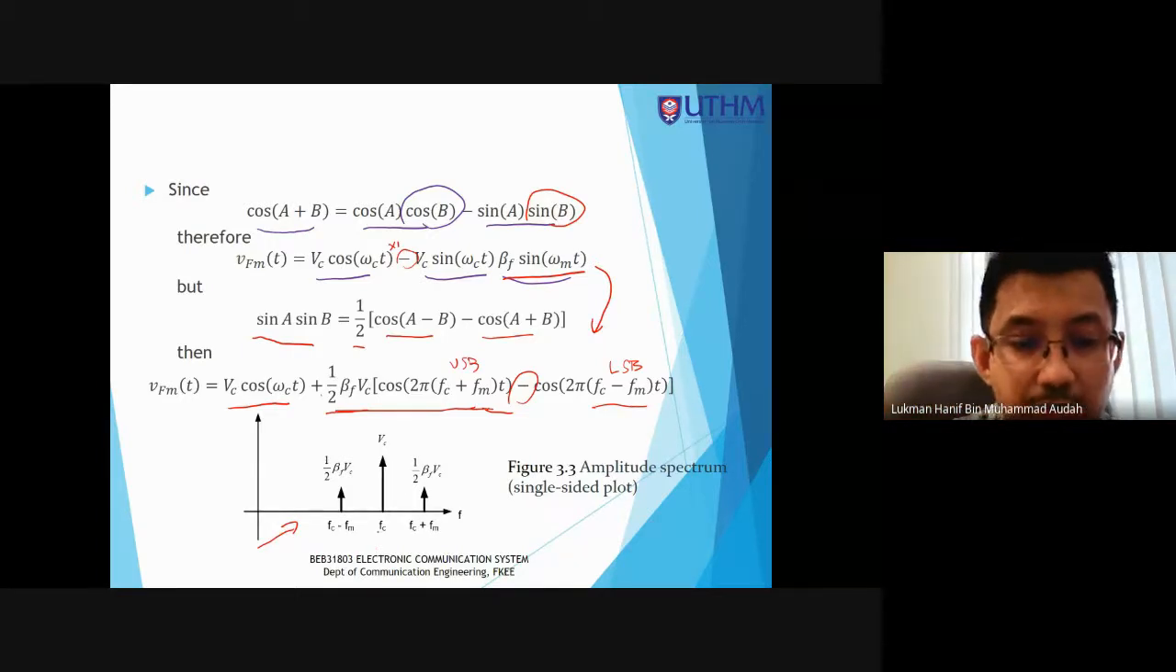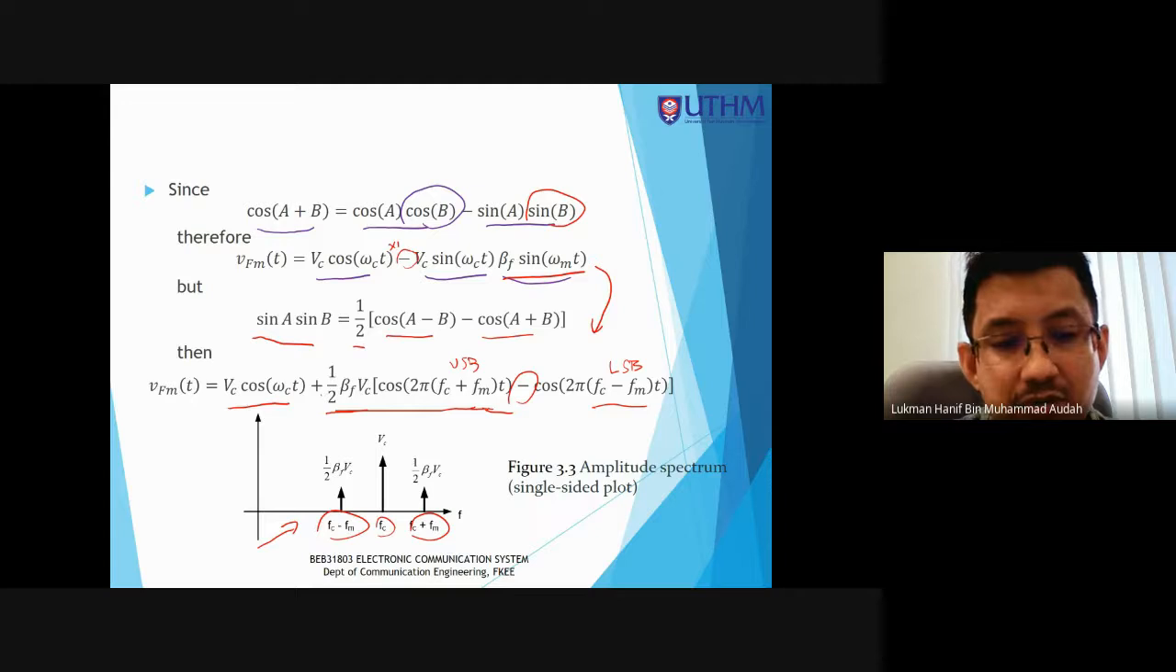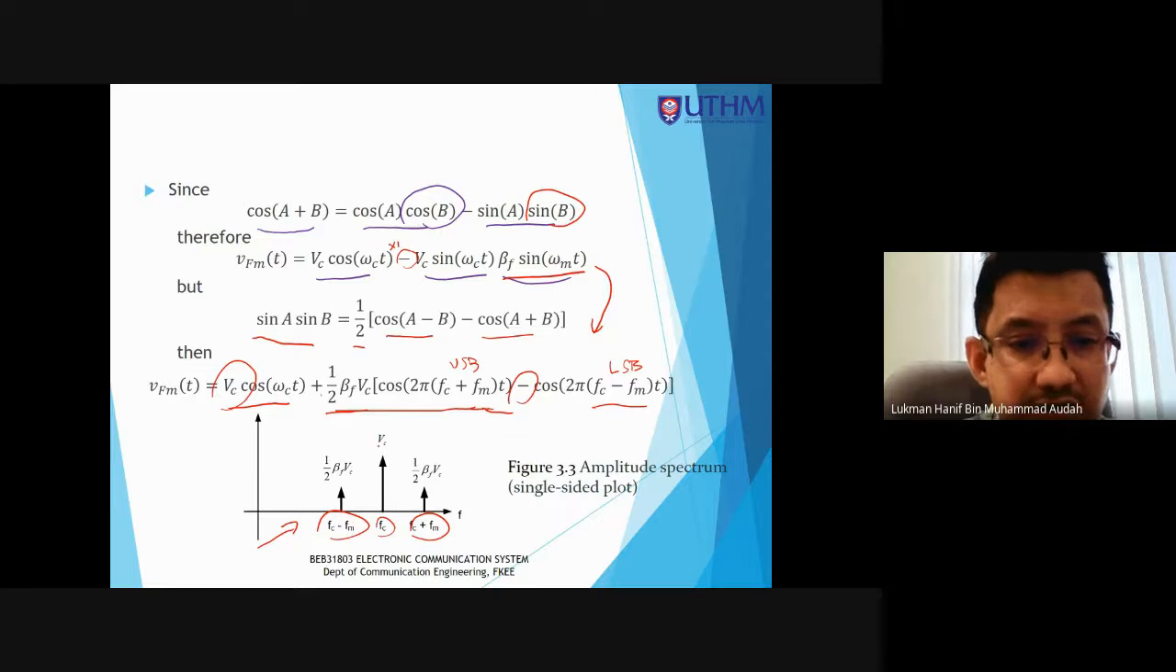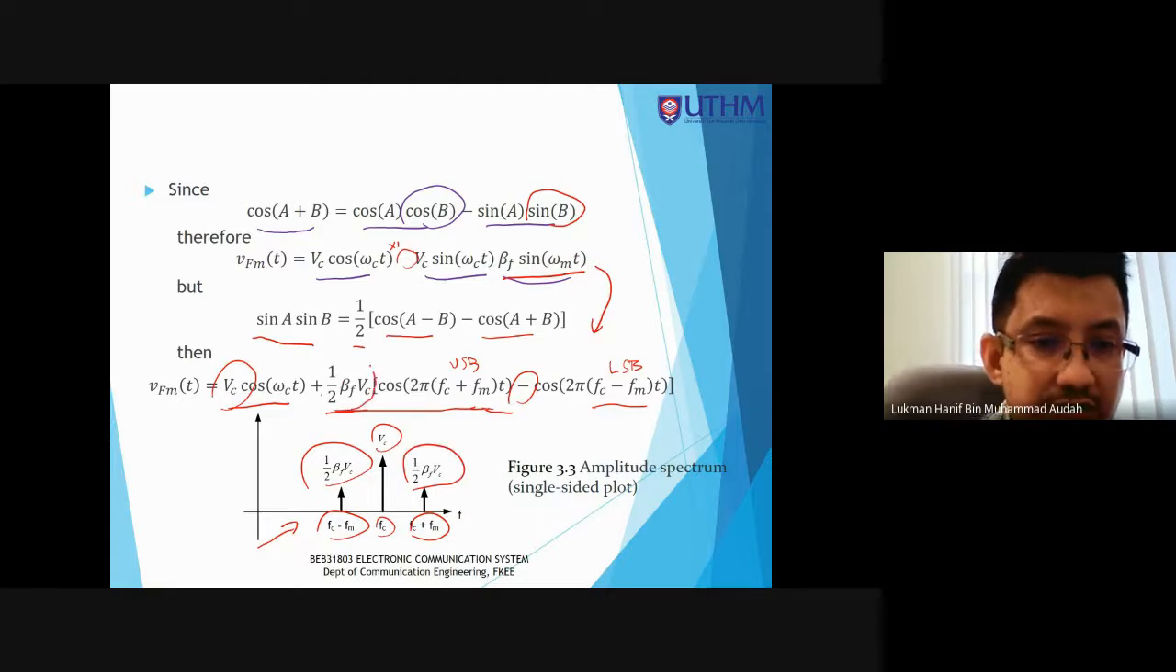Okay, ada 3 komponen, FC, upper sideband, lower sideband. Okay, so upper sideband located at FC plus FM, lower sideband is located at FC minus FM. And the amplitude is, according to the equation, berdasarkan equation, VC, dan amplitude di sini adalah half of beta F VC, which is this one.